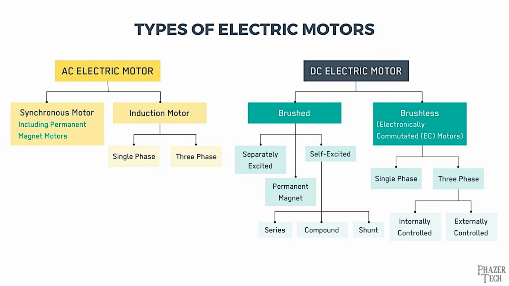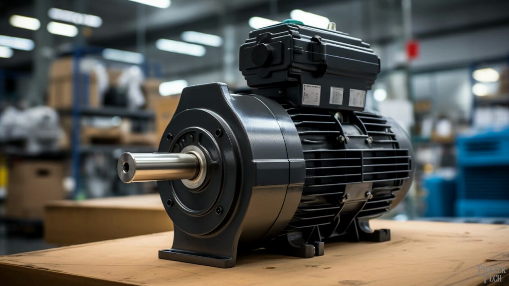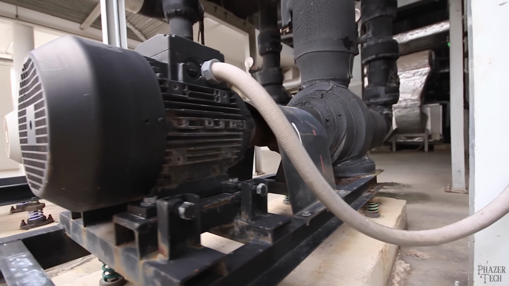So like I mentioned earlier, not only are there many different types of DC motors, but there's also many variations of AC motors. But one of the most ubiquitous is the three-phase AC induction motor. So let's take a quick look at how these work.